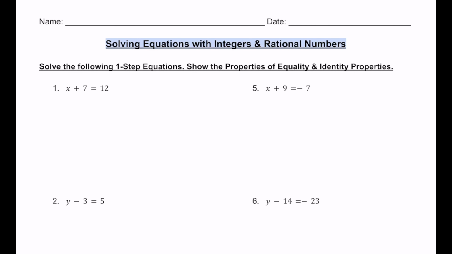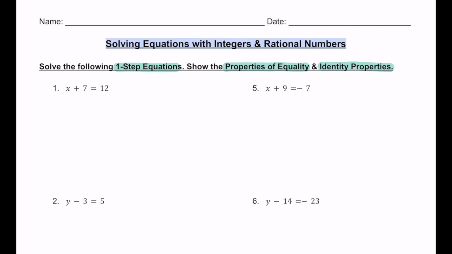In this video, let's go ahead and look at solving equations with integers and rational numbers. Now, for the first set of problems, we're going to be solving some one-step equations. We're going to make sure we are showing the properties of equality, or what we're doing to both sides of the equation, as well as the identity properties, where we multiply things by 1, they stay the same, and when we add 0 to things, they also stay the same. So let's go right to it.